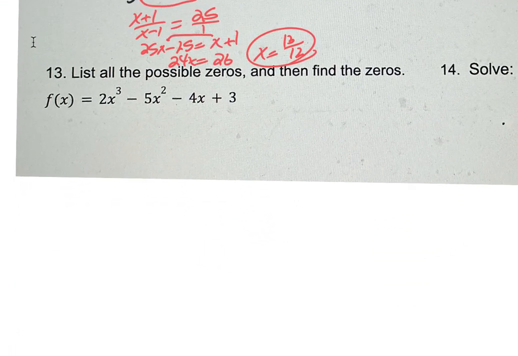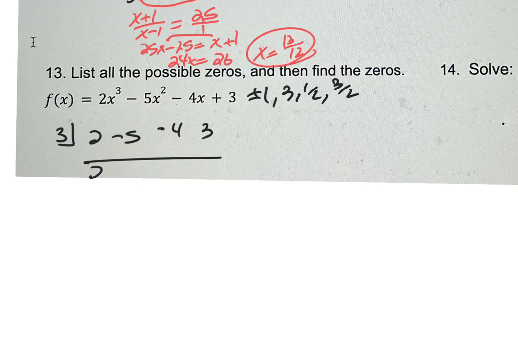Number 13. Find the zeros. We do this every week. Make a list first: 1, 3, 1/2. Remember, the list is the factors of the last number over factors of the first. Punch in your calculator, see where it crosses. It looks like it crosses at 3. There's a couple places it crossed, but I kind of like the 3 the best. So I'll pick 3. Let's see if it really works.